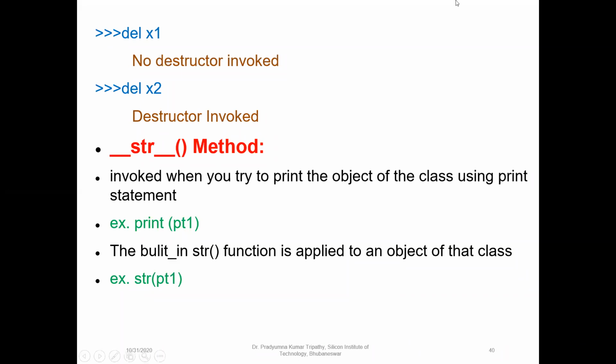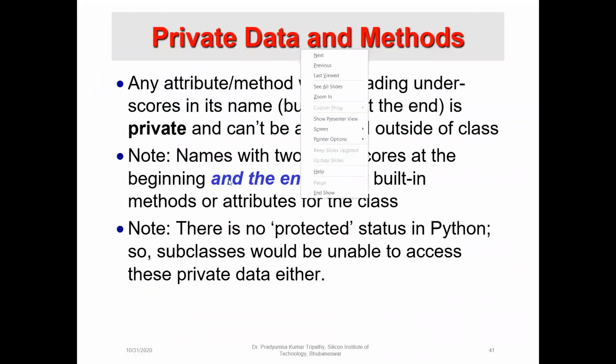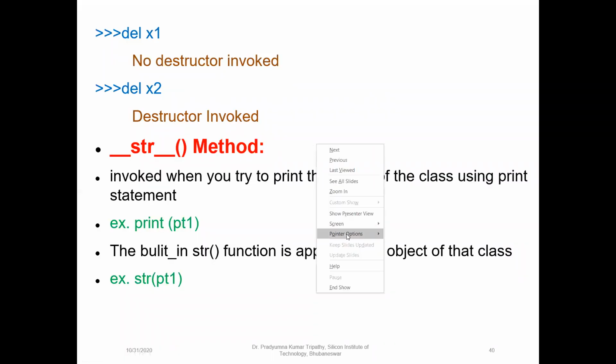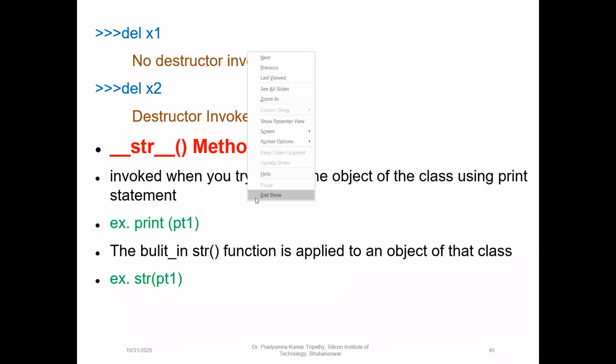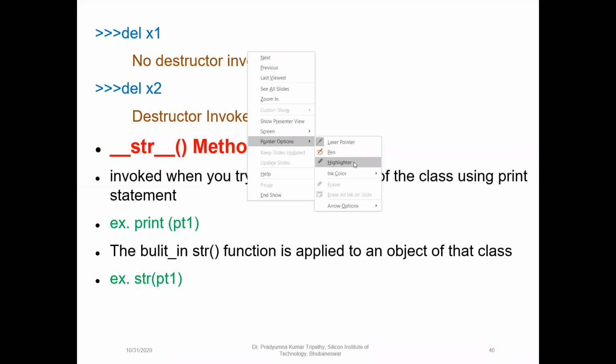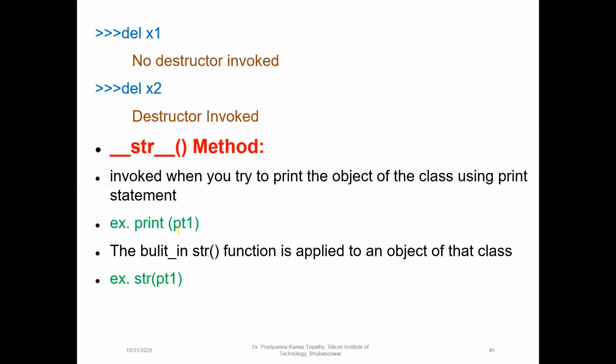Is it understood what I am saying? What is pt1? pt1 is the object actually. So can you write print pt1? If I write print pt1, what should it print? Can you write like this in C++? Print pt1 like this.